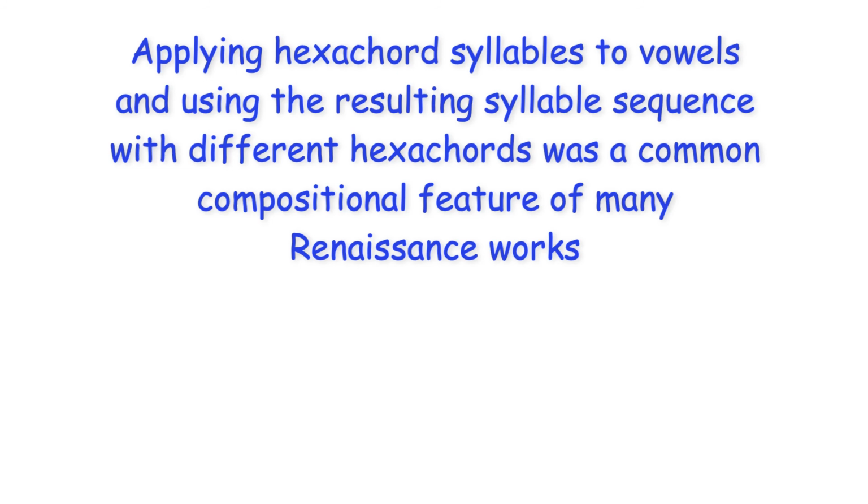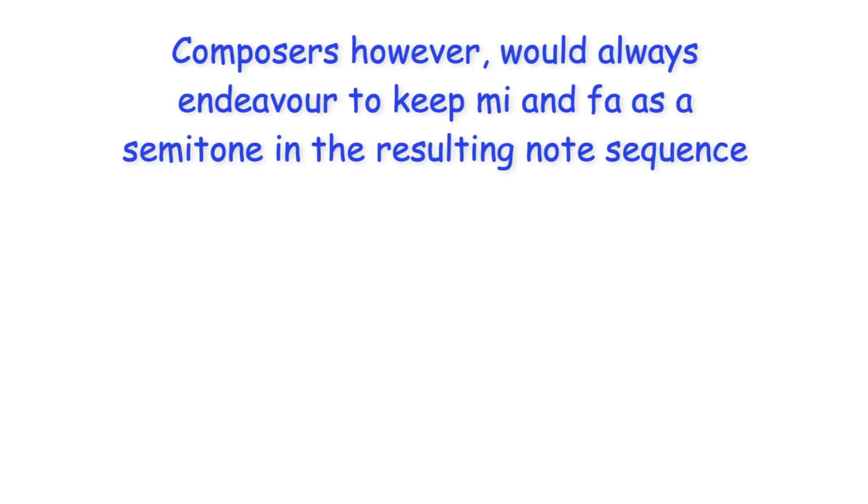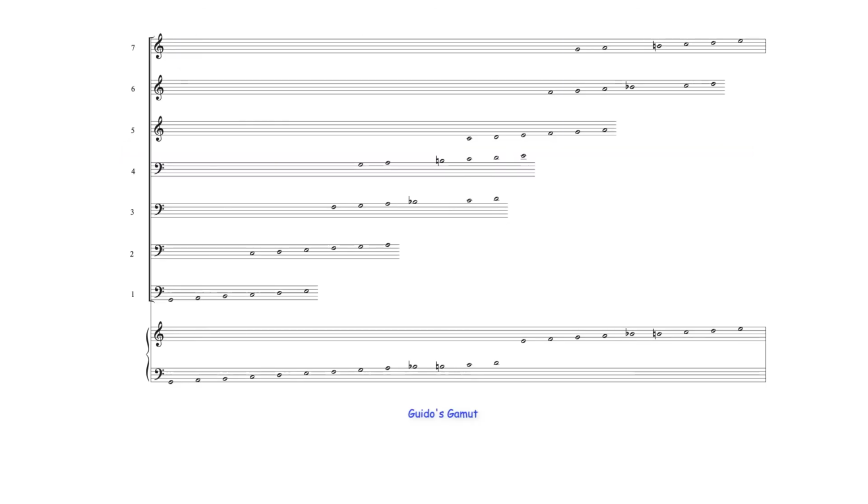many Renaissance works. Composers, however, would always endeavour to keep mi and fa as a semitone in the resulting note sequence. Looking at the three hexachords, however, mi and fa doesn't always have to be a semitone, but can also be a major third, major sixth, minor sixth, and tritone.